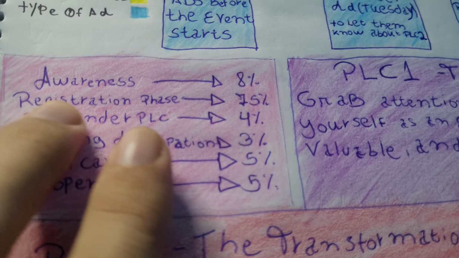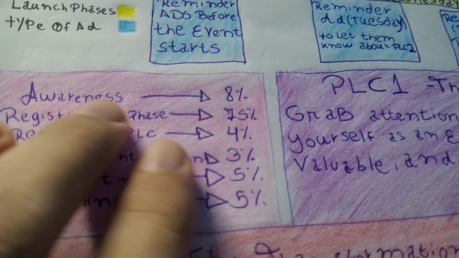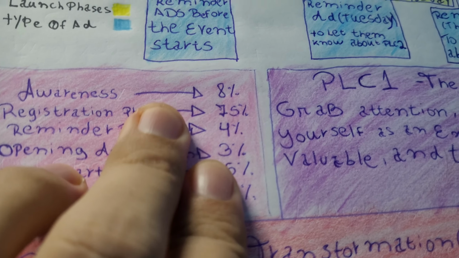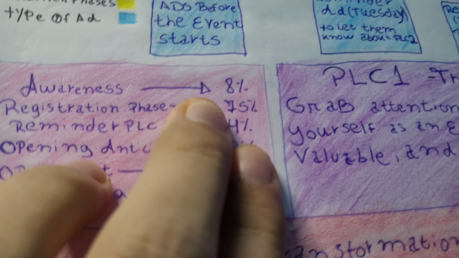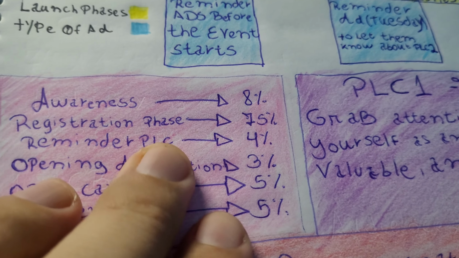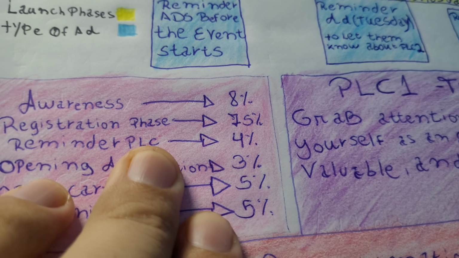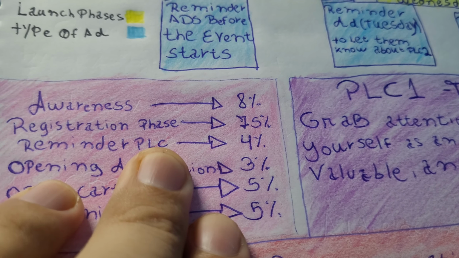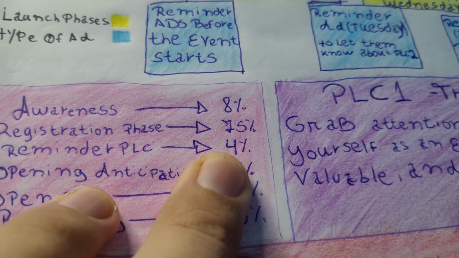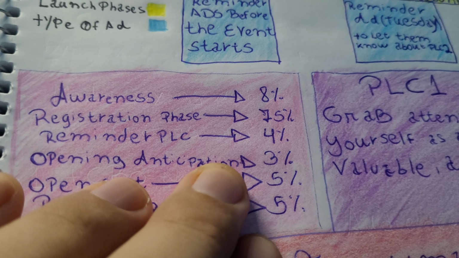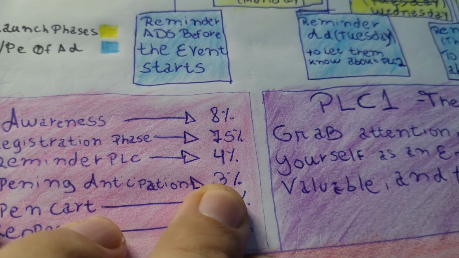So then you start the registration phase, which is the most important phase because you get leads to the event, to the specific thing that you'll be offering. So 75% of the budget, okay? And for the reminder PLCs, you don't need to spend too much because they're just awareness ads, and it's really easy to reach your entire audience. I would recommend 4% of your budget for those. The opening anticipation is the same. It's just 3% and it's just a reminder.